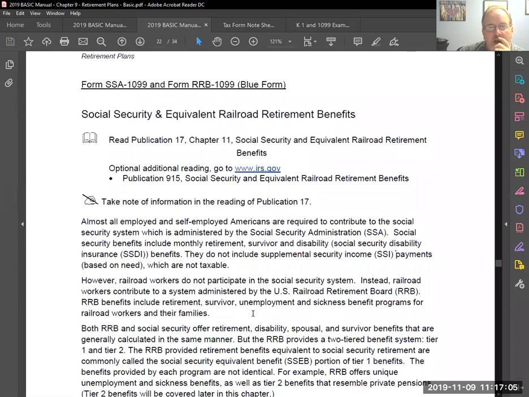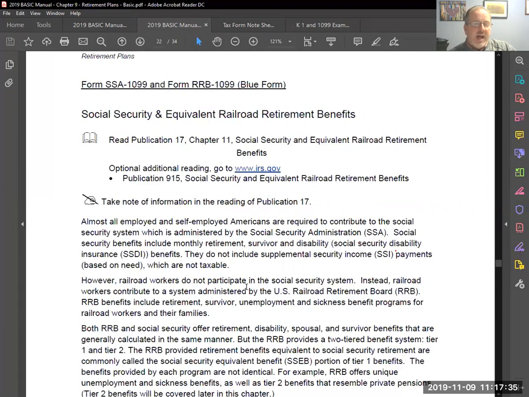All right. Social Security, 1099. The SSA 1099 is our Social Security that we get. And then we have a form that is the Railroad 1099, blue. Now, I'm sure you're reading through this and going, wait a second, what's this railroad thing? And how come they got these two? And how do I know which goes where?